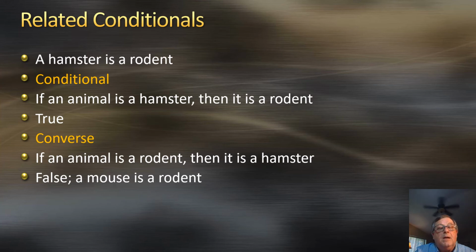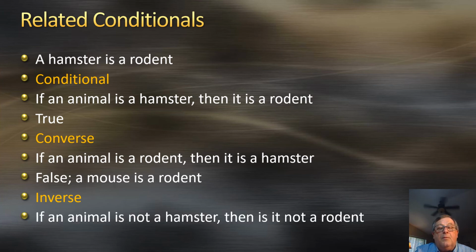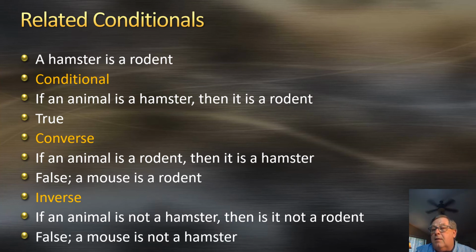Well, what about the inverse? So the inverse is negating the conditional. So that would read, if an animal is not a hamster, then it is not a rodent. Well, it's not a hamster, but does that mean that it's not a rodent? No, it doesn't necessarily mean that, because, again, a mouse is not a hamster.